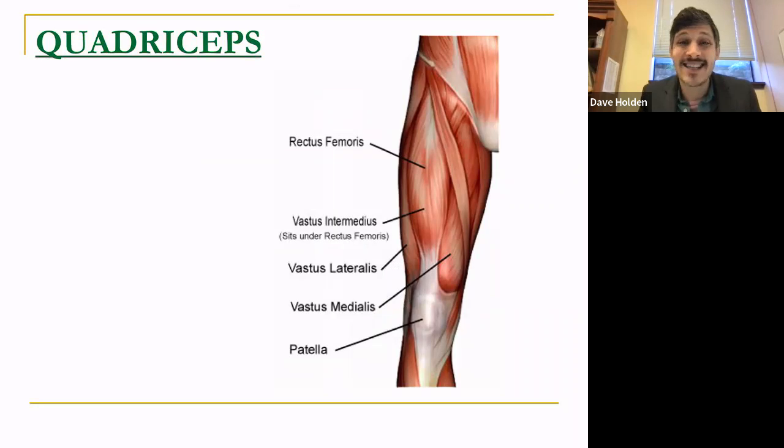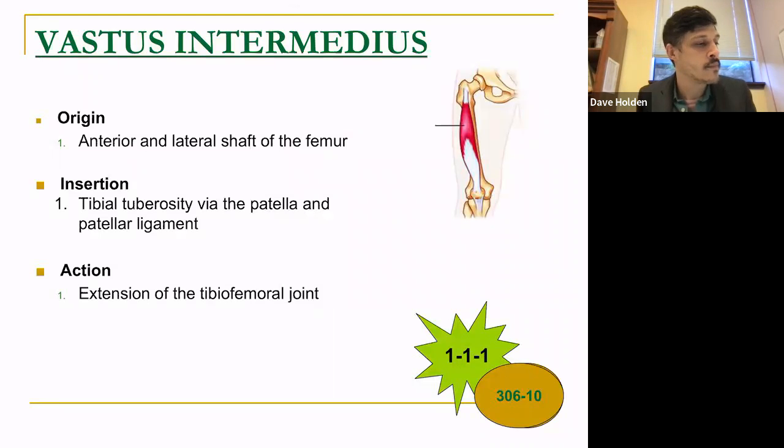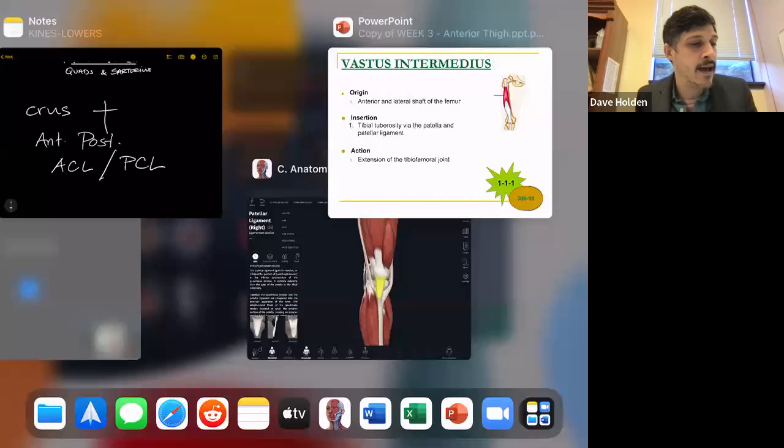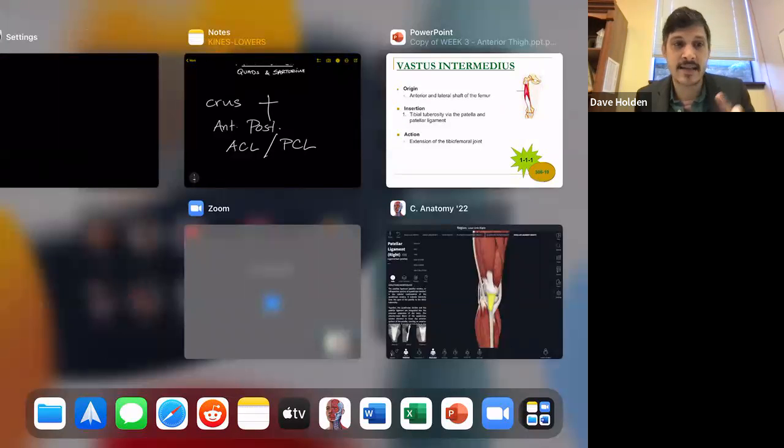All of the quadricep muscles sit on the front of your thigh, so they are relatively easy for you to palpate on yourself. As the name would imply, the quadriceps, 4 muscles in this group. Now, I am going to pause on the slides. I'm going to do my own thing, and then I'm going to come back, and we're going to tie up the loose ends of what I've done.